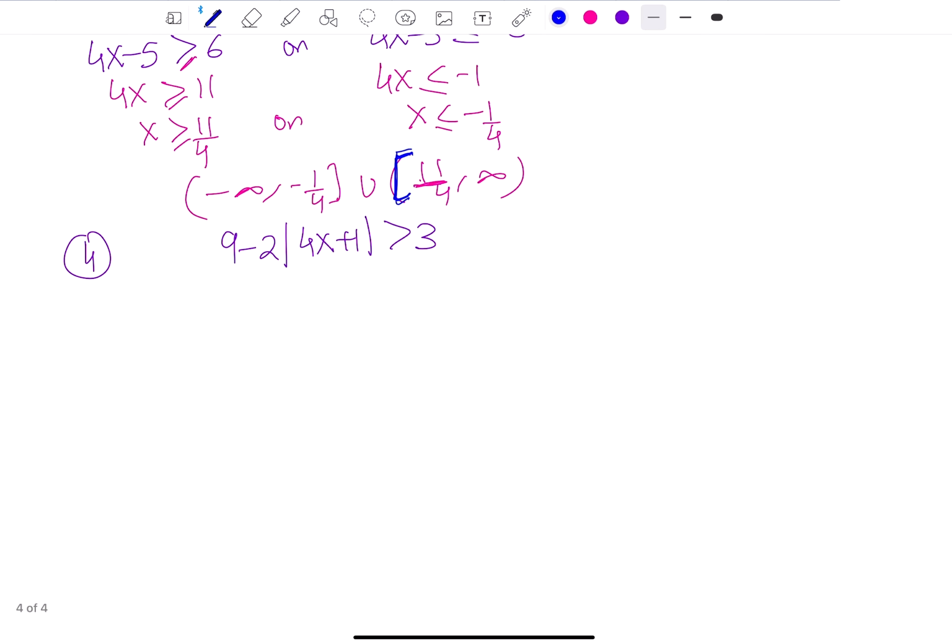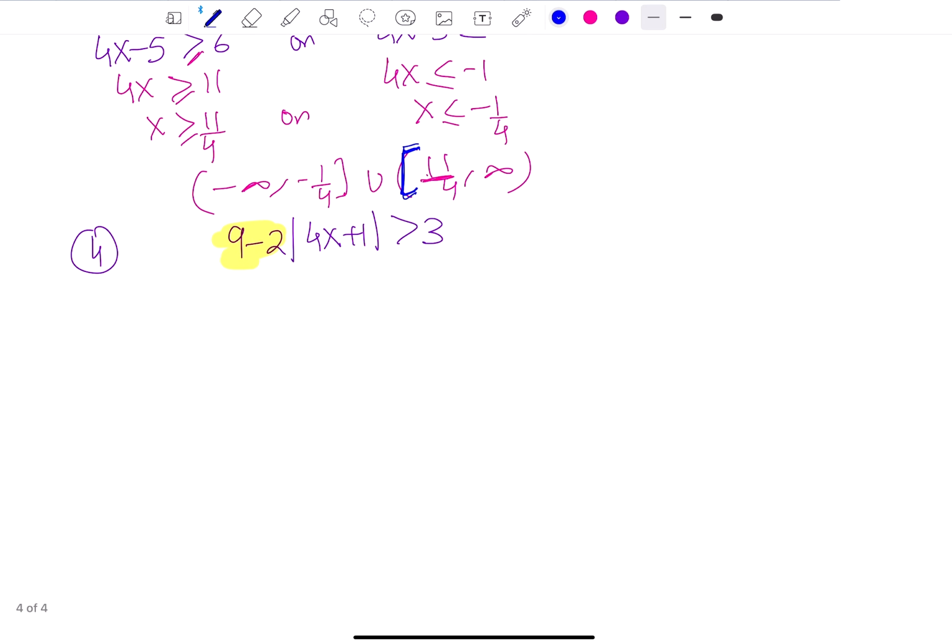Another example: 9 minus 2 times the absolute value of 4x plus 1 is greater than 3. Keep in mind, here you don't want to do 9 minus 2 first, because you're following the order of operations. That negative 2 is actually multiplied with the absolute value symbol. So don't subtract 2 from the 9 and make it a 7. That would not be okay, because we would not be following the order of operations.